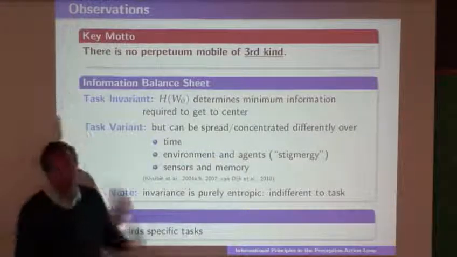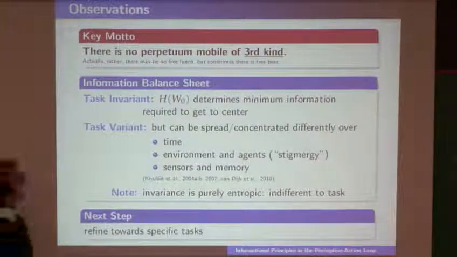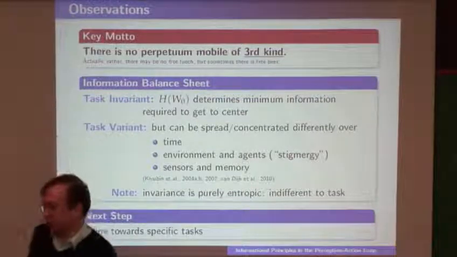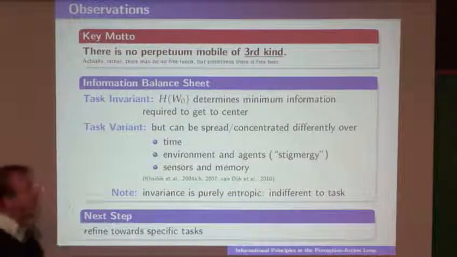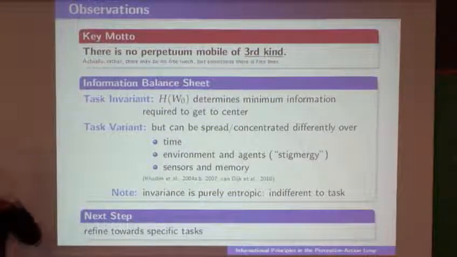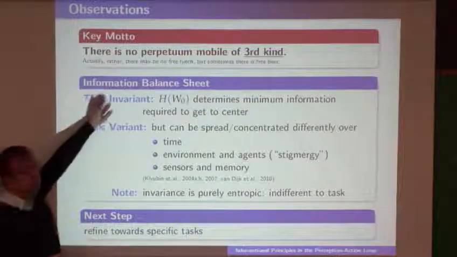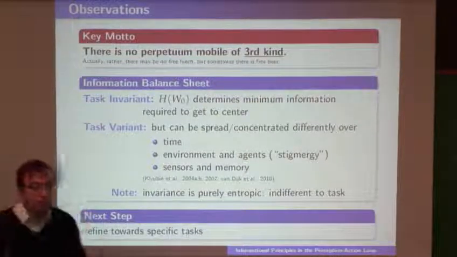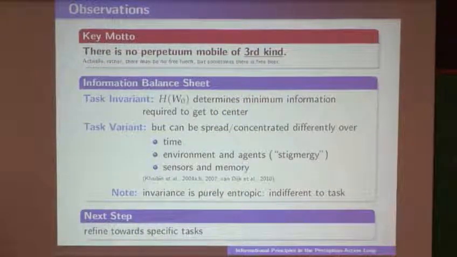Now, so there's no perpetuum mobile of the third kind, so you can't make decisions at a certain quality level without having information. Although, well, there may be no free lunch, but sometimes there is free beer. And I'll show you later where. But I would like to summarize this little introductory example, and why information theory is actually interesting for making cognitive decisions. And that is basically this view of an information balance sheet. You have information that you need to process, like in our case, the uncertainty about the initial position in the world, which you have to somehow squeeze out.